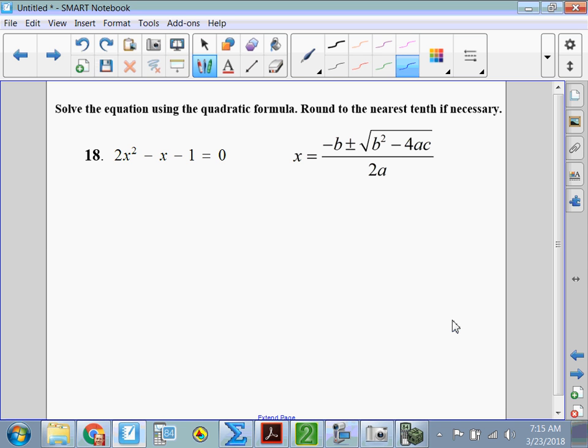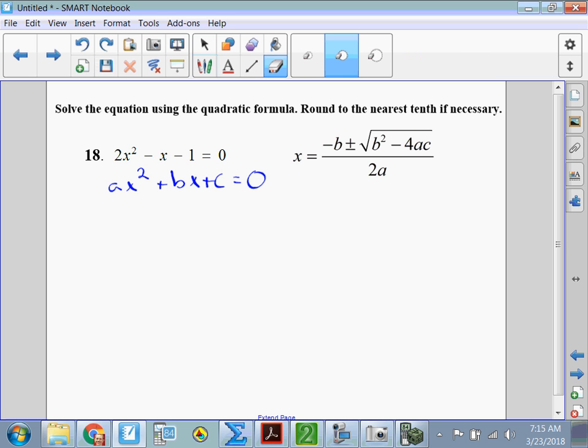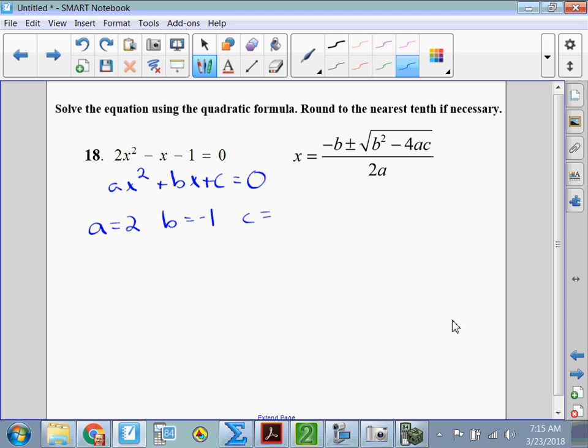Okay, number 18. We're supposed to solve using the quadratic formula. It's set up y equals ax squared plus bx plus c, and that's equal to 0, not equal to y, because we're not graphing right now. So if I do that, then my a value is 2, my b value is -1, my c value is -1. Quadratic formula is shown there.